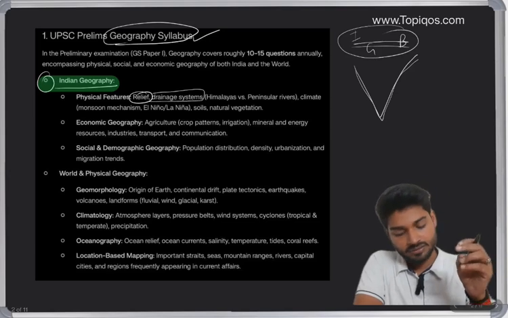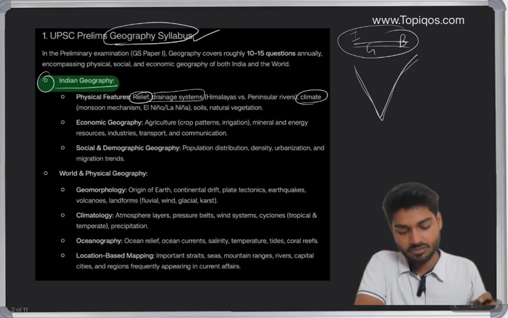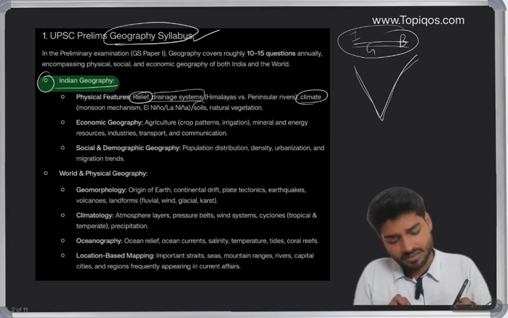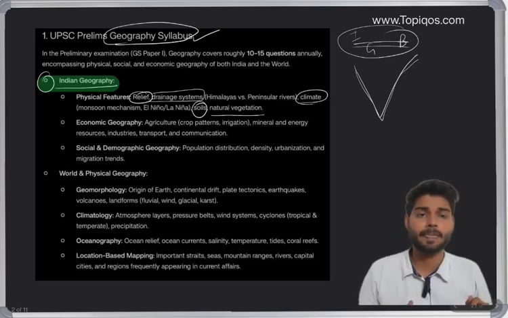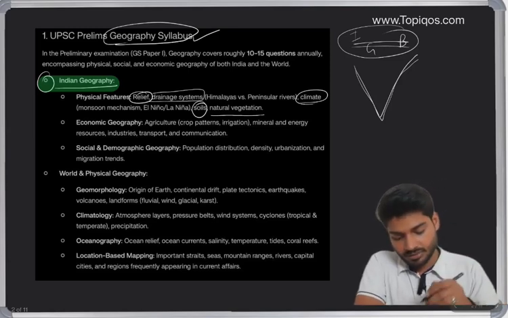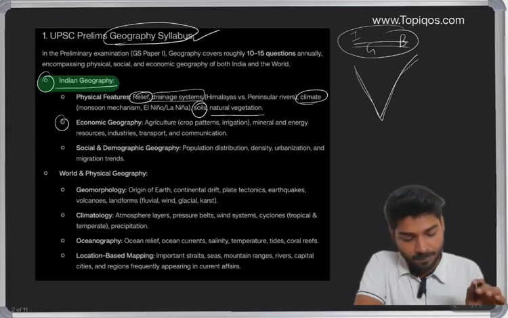Then we have to study the climate. Basically, we will study the monsoon mechanism, El Nino and La Nino. We have to study soil and the natural vegetation of India. Then we have to study economic geography, where we study agriculture, crop pattern, irrigation, minerals, energy, resources, industry, transport, and communication.